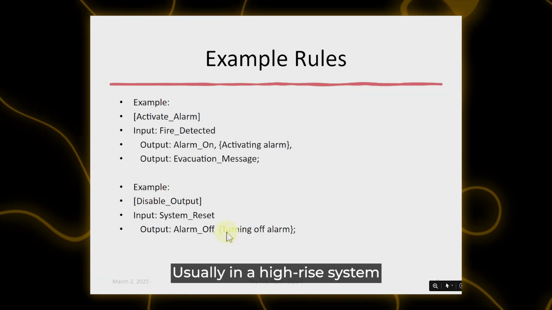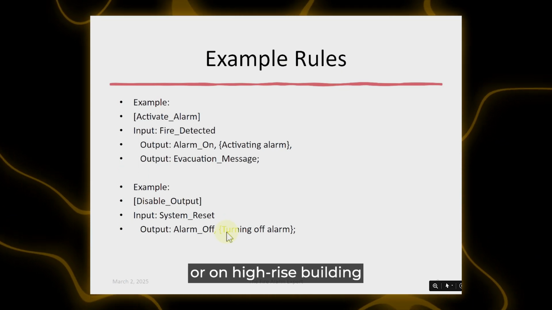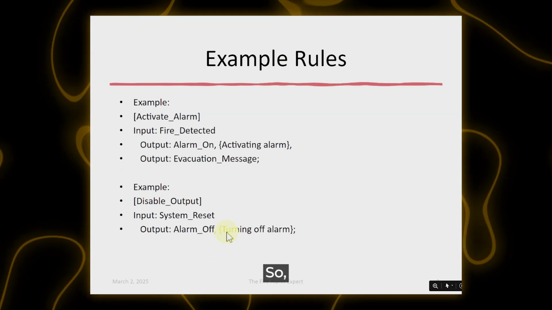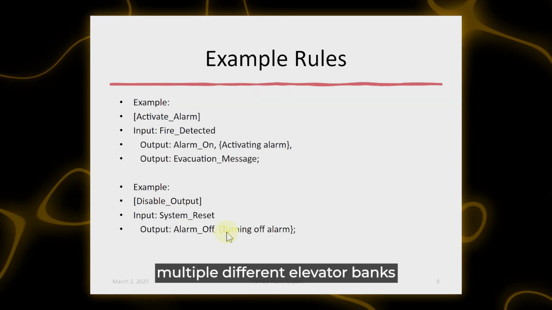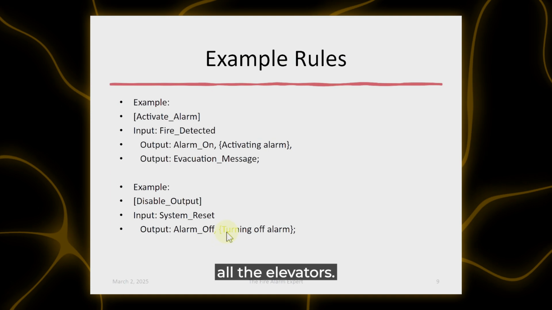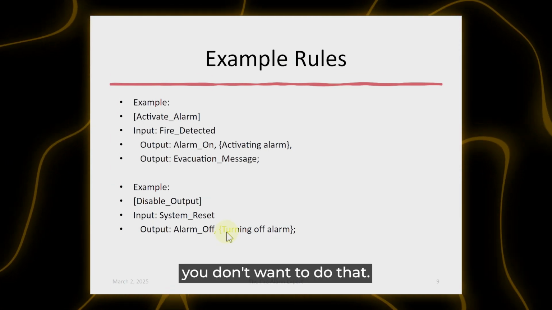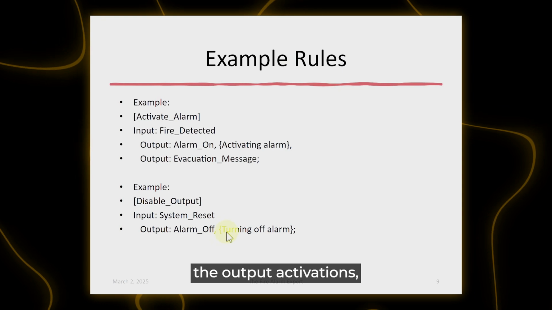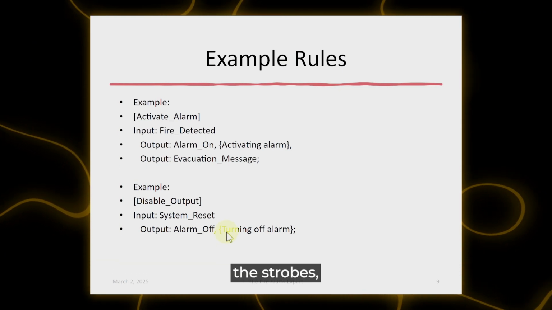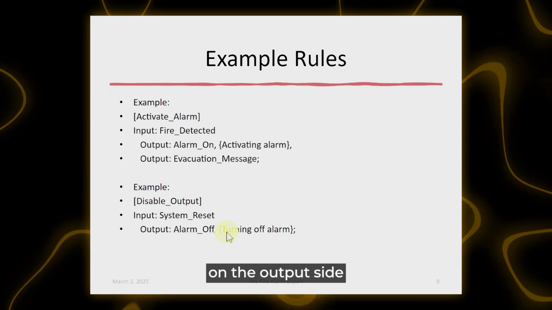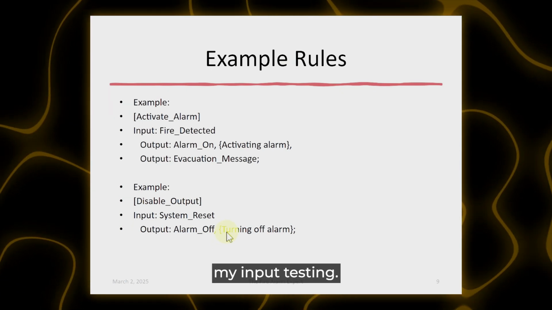Usually in a high-rise system or high-rise building, we will disable the outputs for testing purposes. So if you have a high-rise building with multiple different elevator banks and you test the elevator smoke detector, you're gonna drop all the elevators. So you don't wanna do that. So if I'm testing a system, I will hit this output, turn off all the output activations, the horns, the strobes, the relays, so that way nothing will activate on the output side, and then I can do all my input testing.